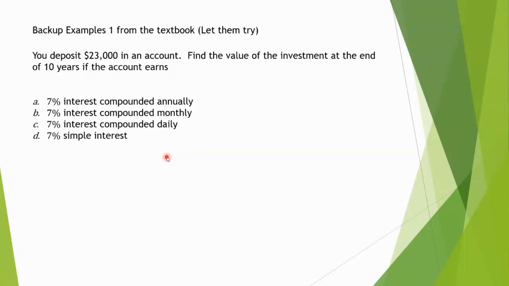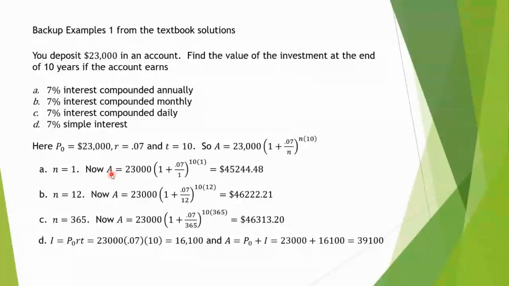So let's say we deposit $23,000 in an account. We want the value of the investment, that is, how much is in the account 10 years later in these different situations. Okay, so let me just go through them. Again, in either case, P sub 0 is the principal, the initial balance, the initial amount. So we get $23,000. That's how much is going into the account.